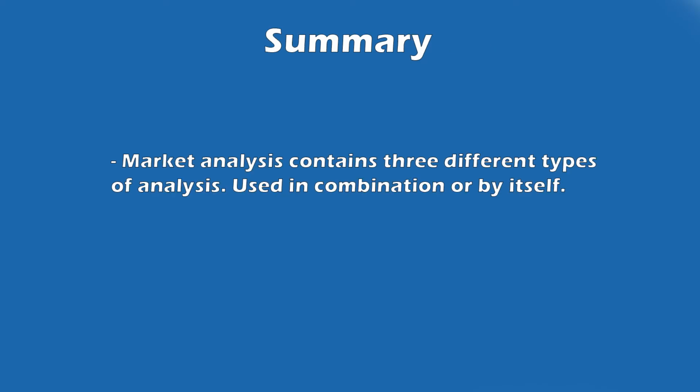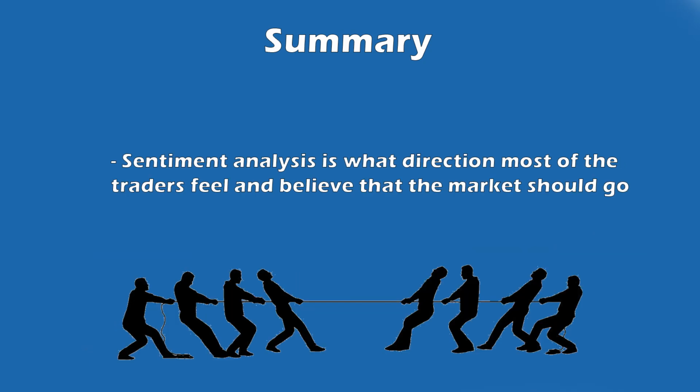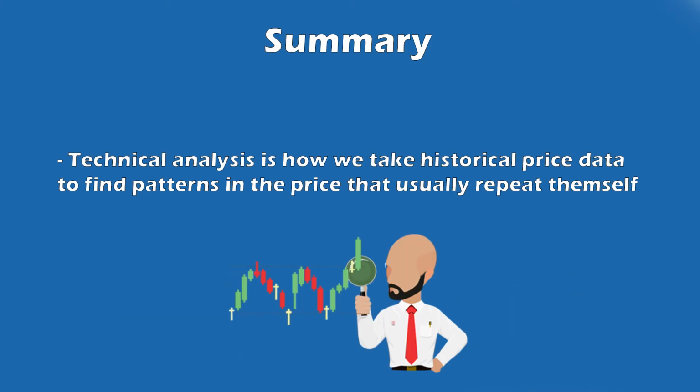To sum things up, when we do our market analysis to find out where the market might go next, we use three different types of analysis, either in combination or by itself. Fundamental analysis is how the news and other events affect the price of a currency pair or an asset. Sentiment analysis is what direction most of the other traders feel and believe that the market should go. And finally, technical analysis is how we take historical price data to find patterns in the price that usually repeat themselves. This way we can tell what the price usually does when this pattern appears.